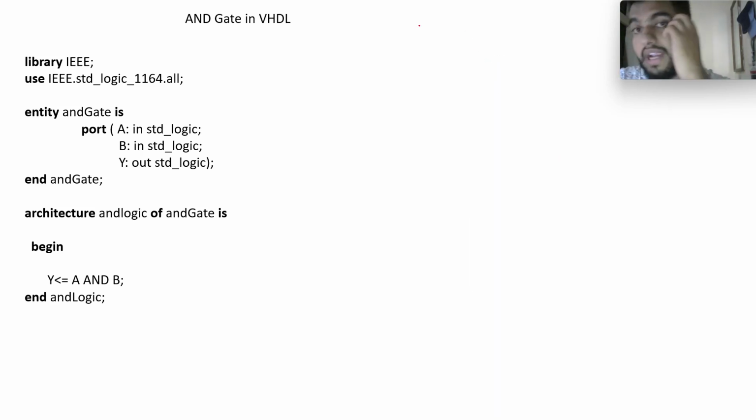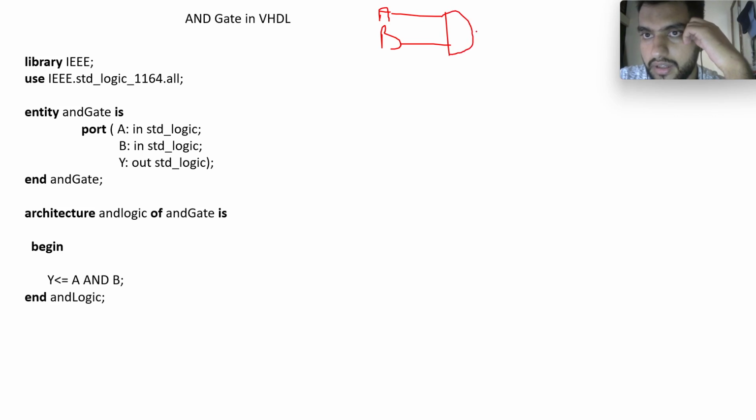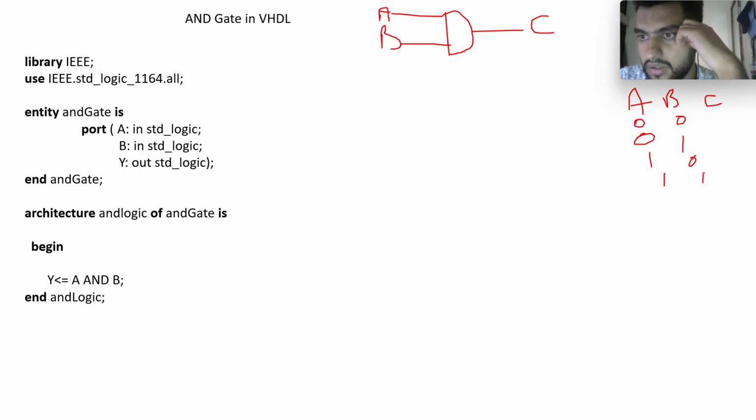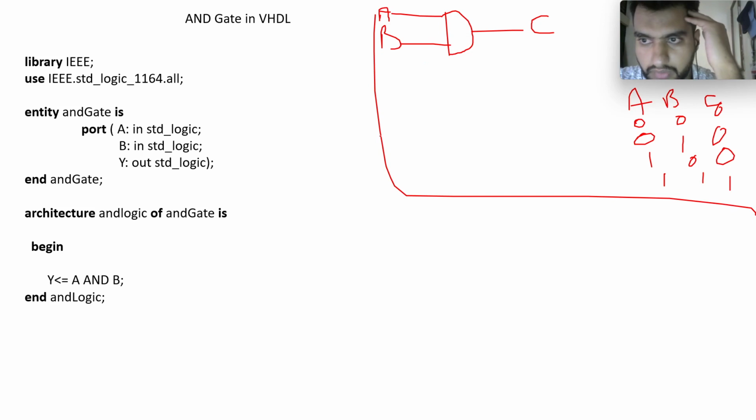So we have this AND gate. Two-input AND gate, A and B are inputs, and the output is C. So the truth table is shown here, and for this we have this VHDL code written here.